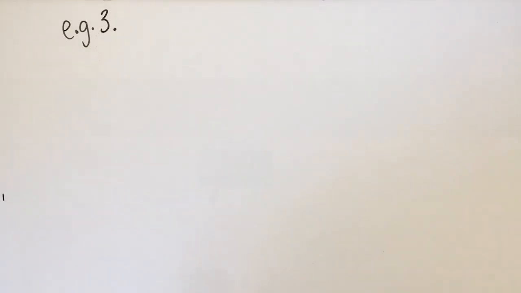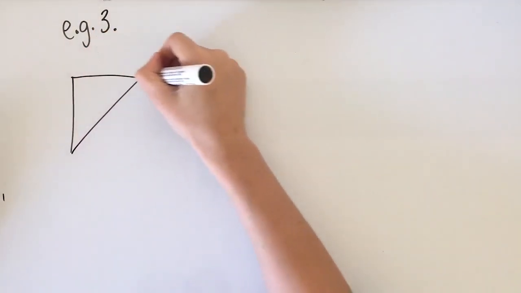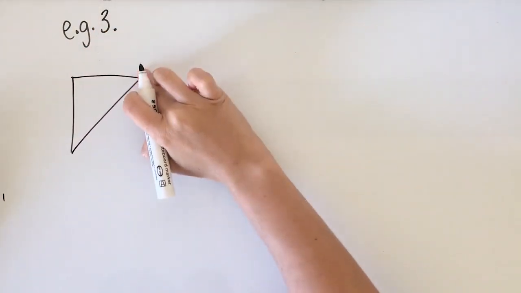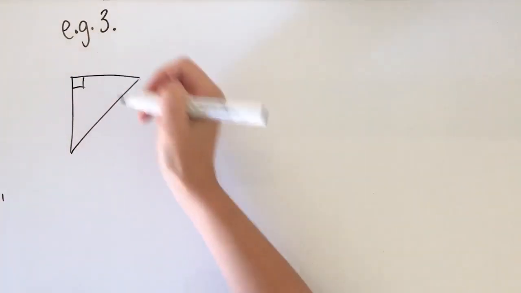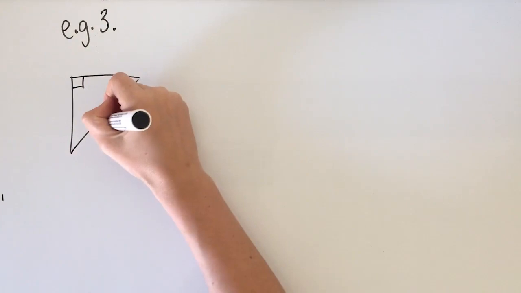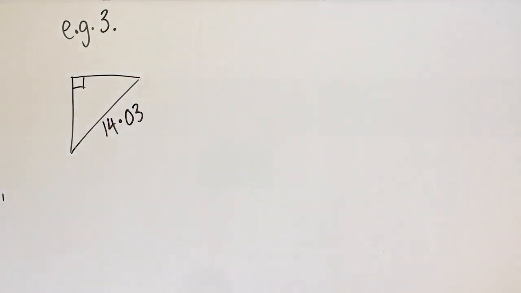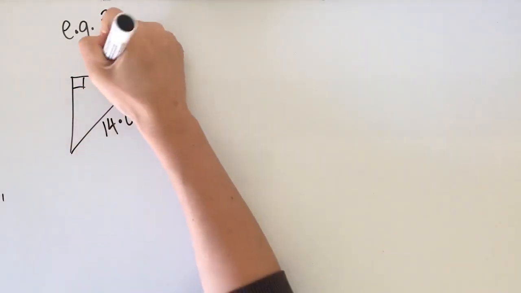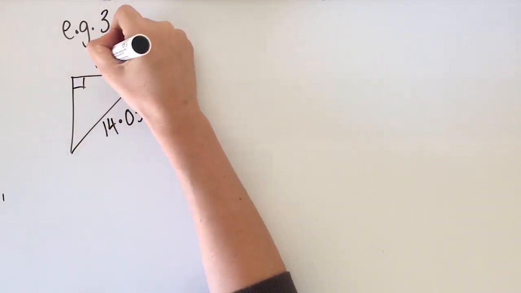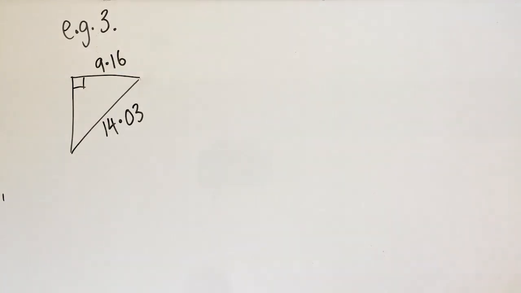Okay, hopefully by now you're feeling really confident knowing how to do a short side. So we've got one more that we're going to do. I've got a right angle. This one's going to be 14.03, trying to make it a little bit more interesting. This one is going to be, let's say, 9.16. And then we leave one side blank.